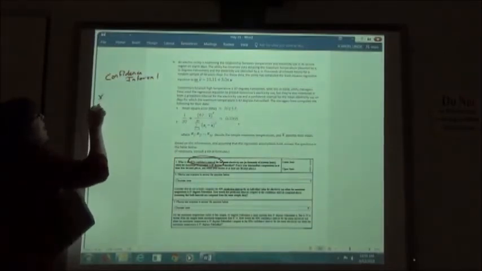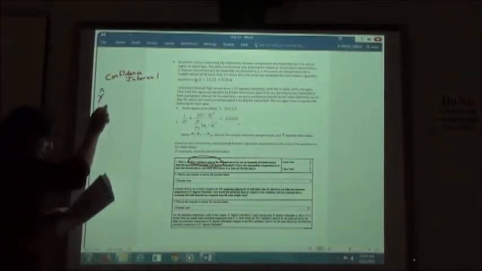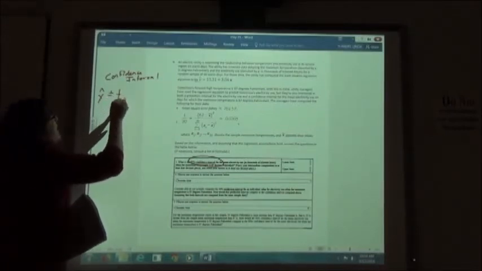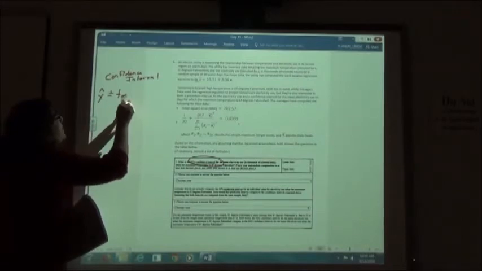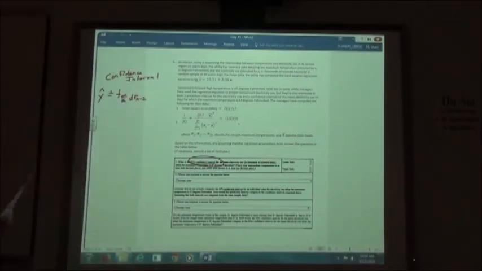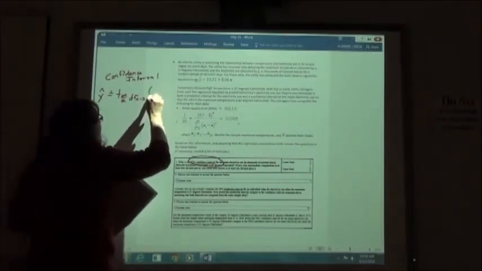Again, we start with y hat, then we have our plus or minus, and our t alpha divided by 2 with our degrees of freedom, which is n minus 2, just like we did before. We're going to take that times S.